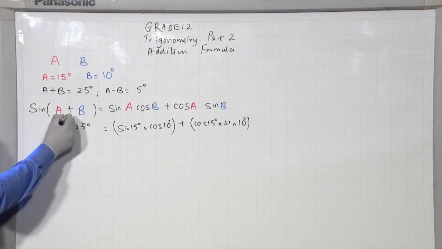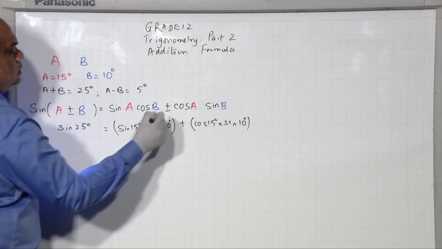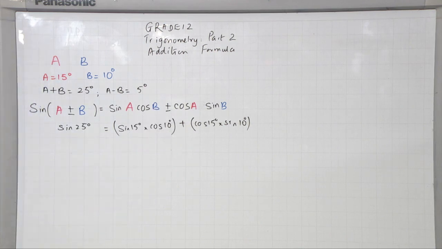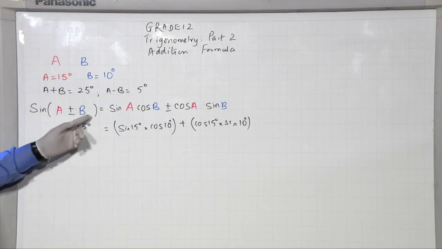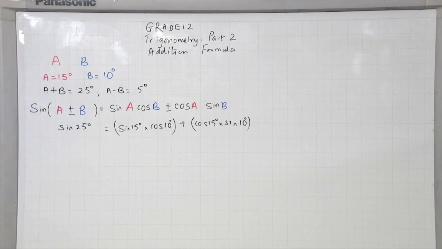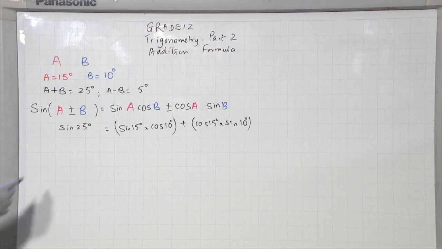So you can verify that both of them will give you the same answer. Now, instead of plus, if I had minus, then this would be minus. So, sine of A plus B is sine A cos B plus cos A sine B. If it was minus, then it becomes sine A cos B minus cos A sine B.